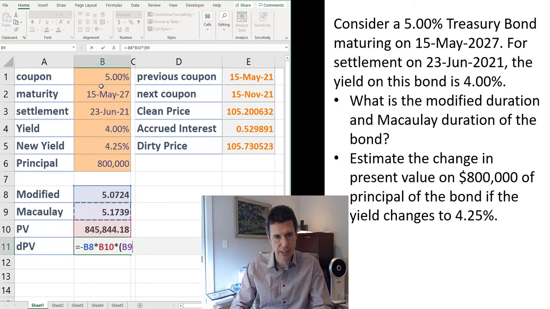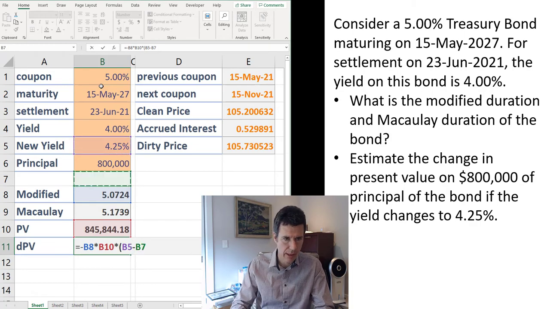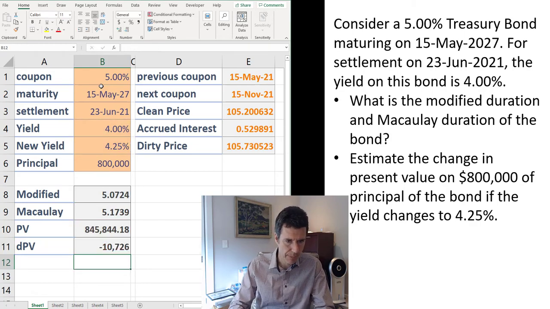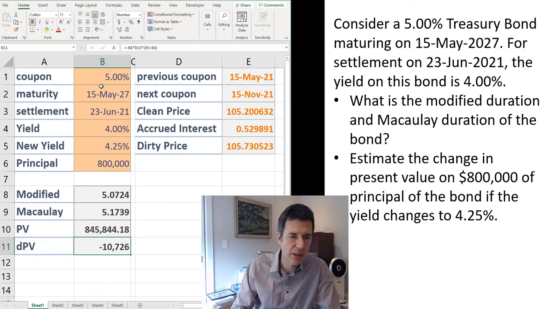The estimated change in present value, we're using differentials here, is equal to negative modified duration times present value times the change in rates. So 4 1/4 minus 4. We expect to lose, rates are going up, bond prices go down. If rates go up by 25 basis points, 0.25%, we estimate that we will lose $10,726 using the modified duration, negative present value times the modified duration times change in yield.